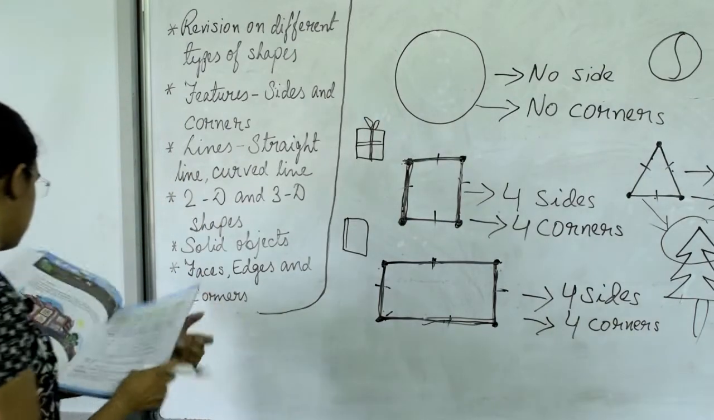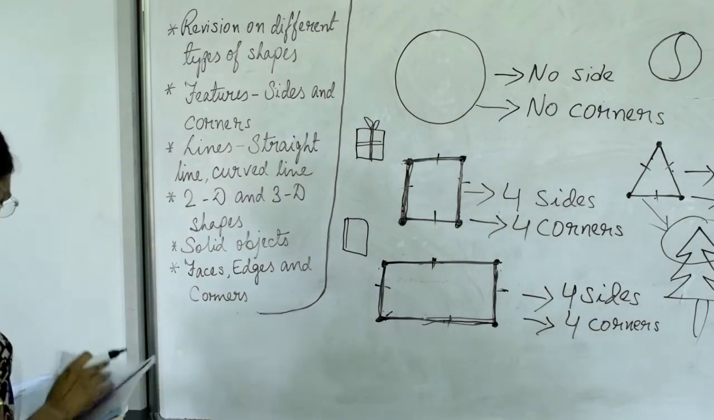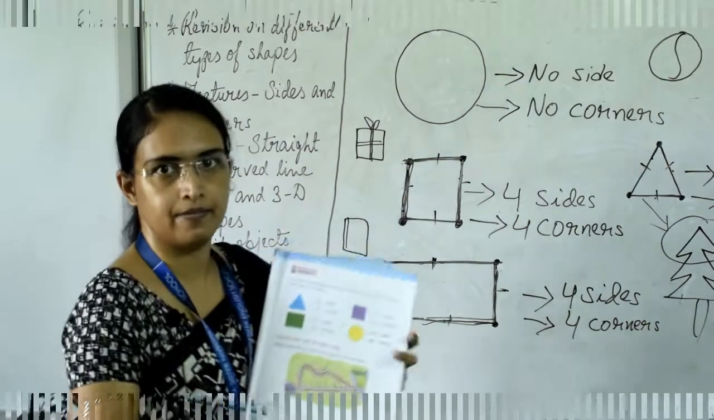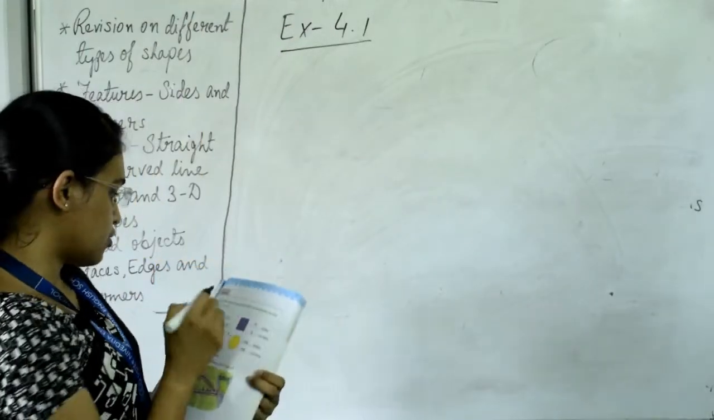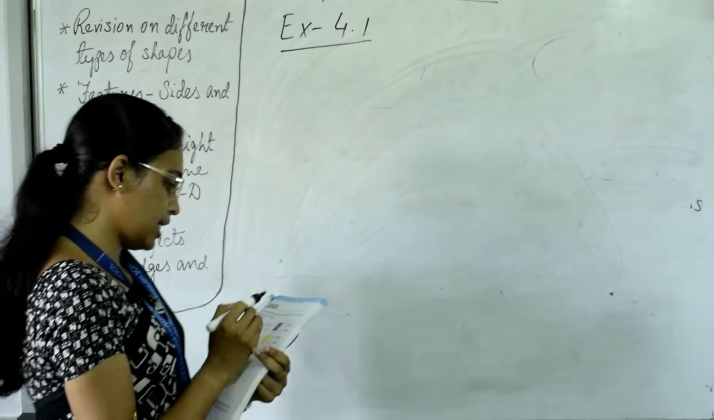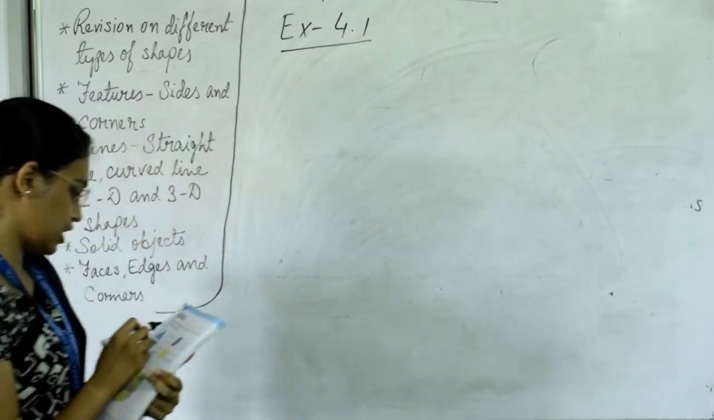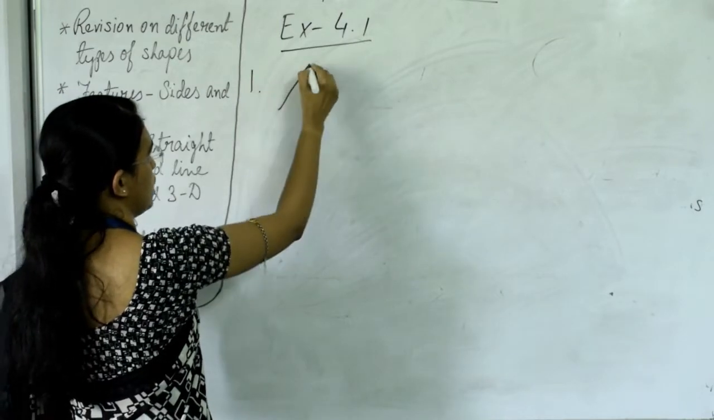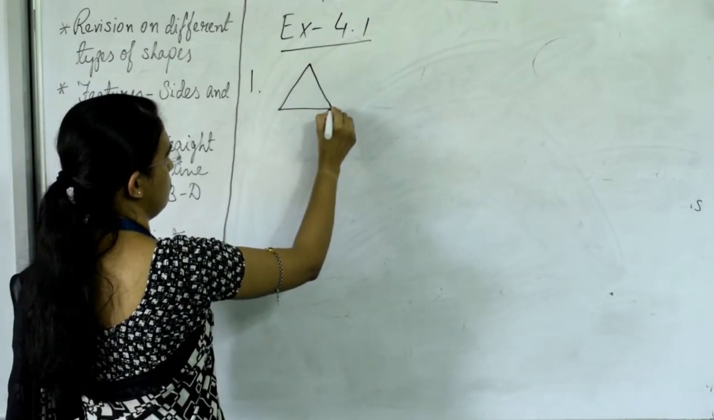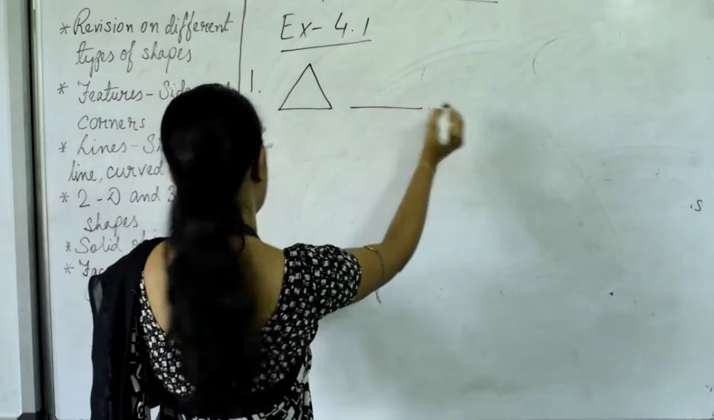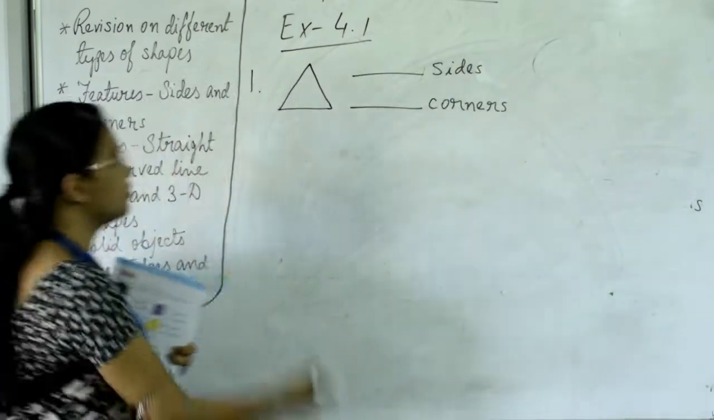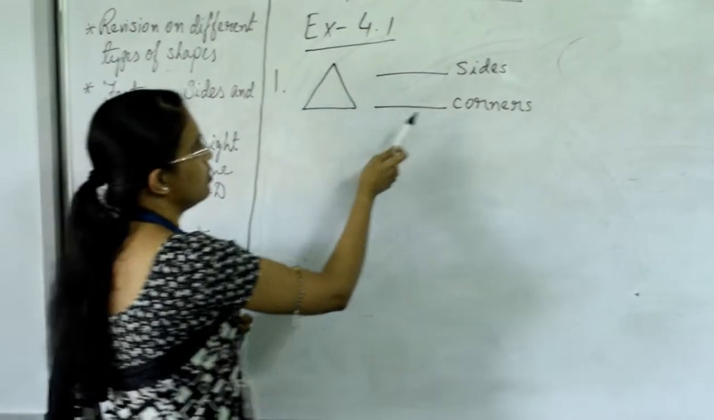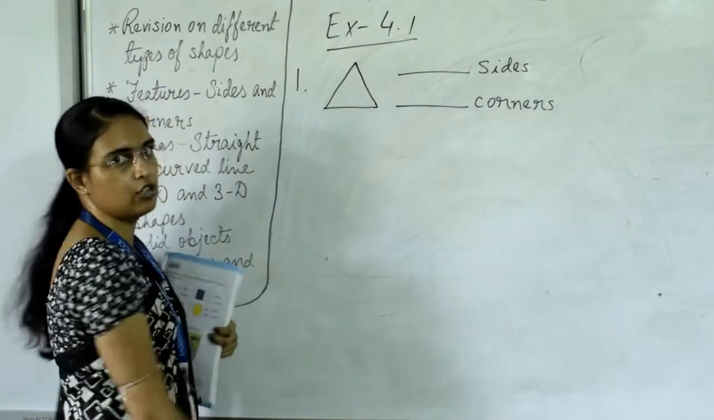Now come to page number 39. The question is: trace and color the given shapes, identify them and write the number of their sides and corners. So number 1, which shape is this? This is a triangle. So we have to find out the sides and corners of a triangle.